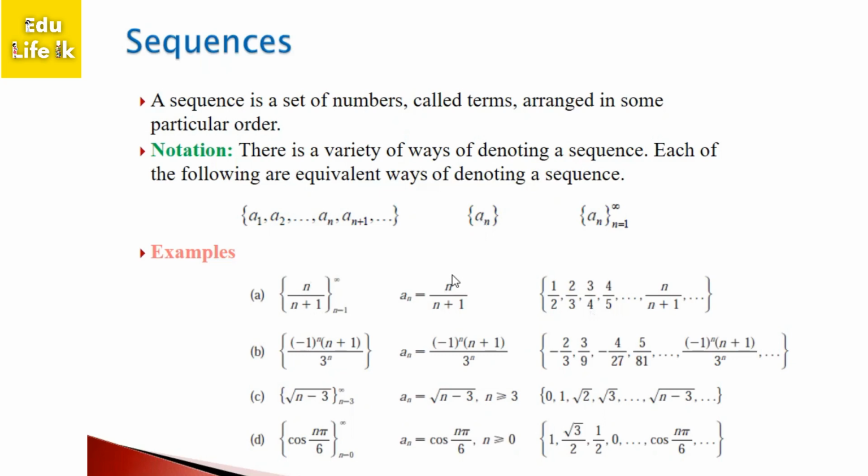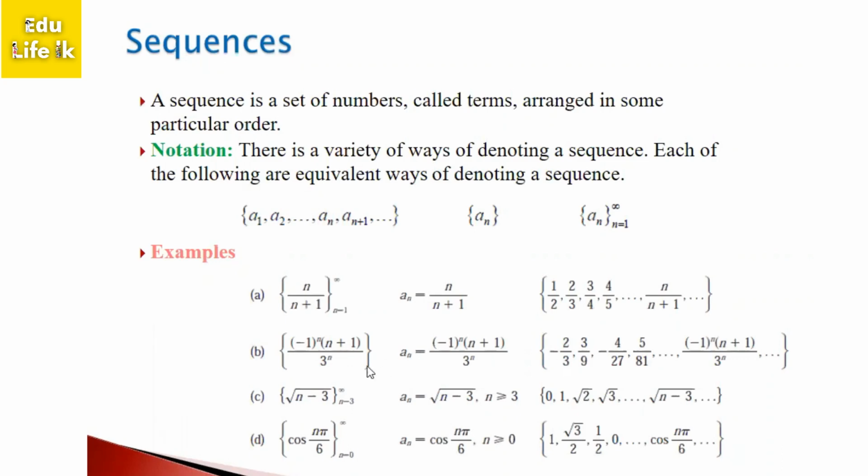According to this notation, in the second example we can find terms similarly. What is the first term? That is n equal 1. Then 3 to the power 1, and minus 1 to the power 1 is minus 1, and 1 plus 1 is 2. So the numerator is minus 2 and the denominator is 3. Then minus 2 over 3 is the first term of this sequence.